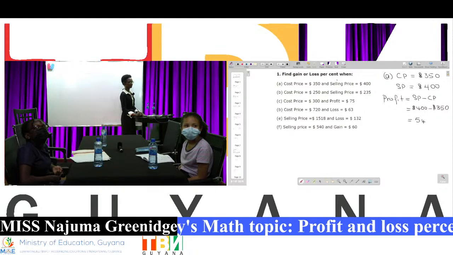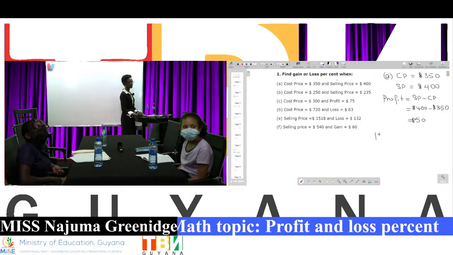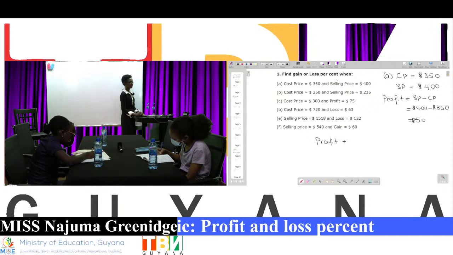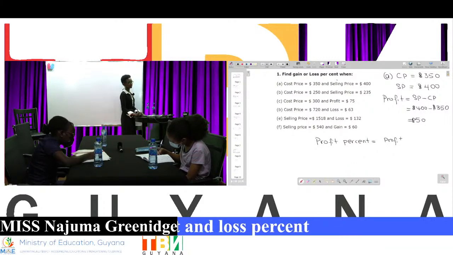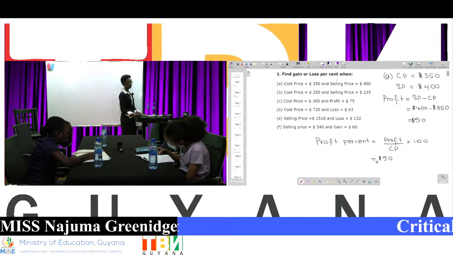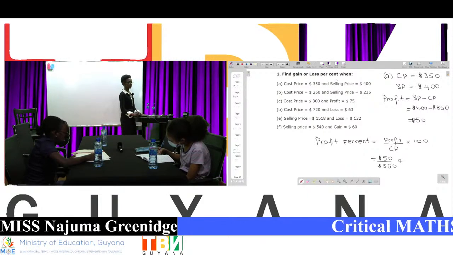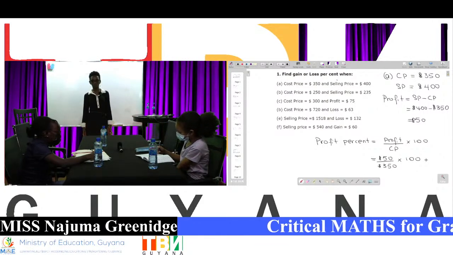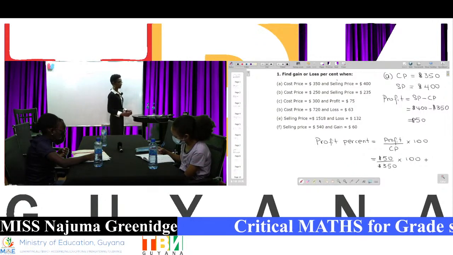Wonderful. $50. So then profit percent, we can write this at the bottom here. Profit percent equals profit over CP times 100. So that's 50 over cost price 350, times 100. Notice the dollar sign will cancel with the dollar sign. That's what happens as well, like terms. Once you're dividing, like terms will cancel out.